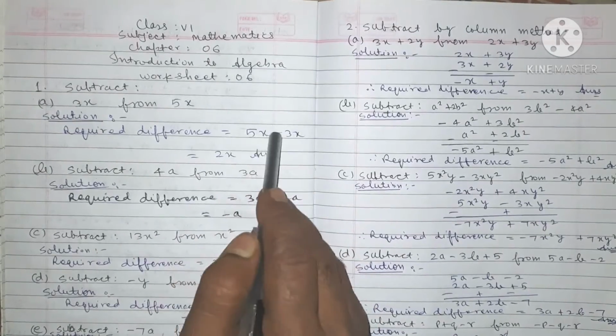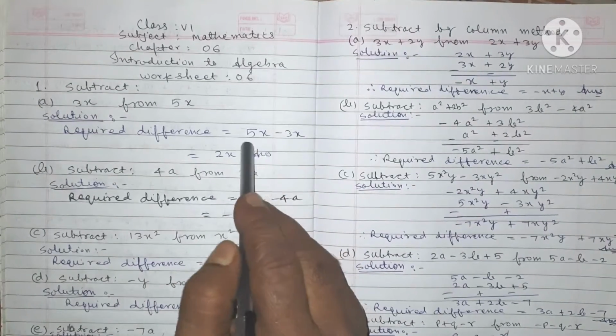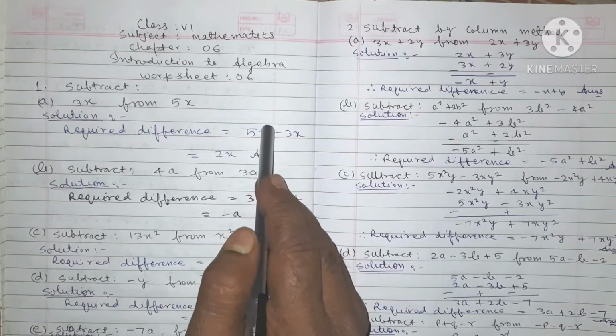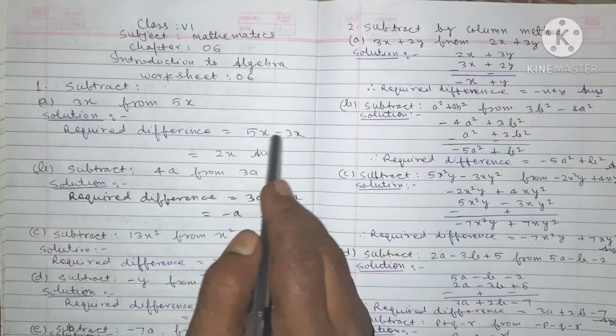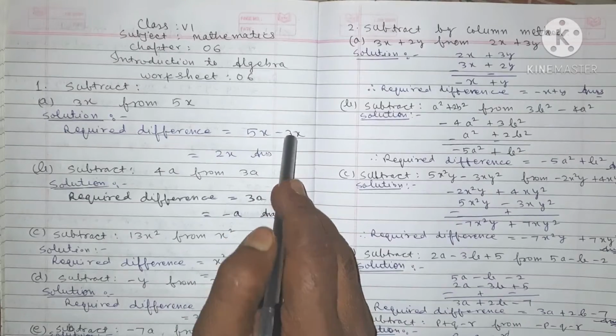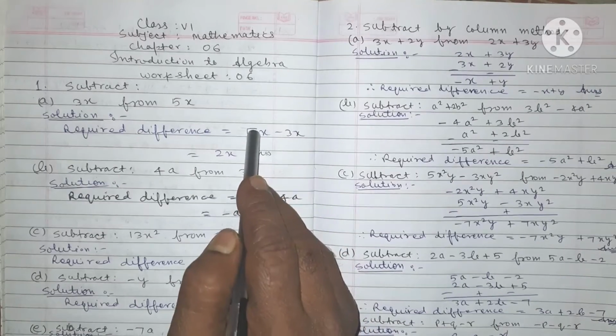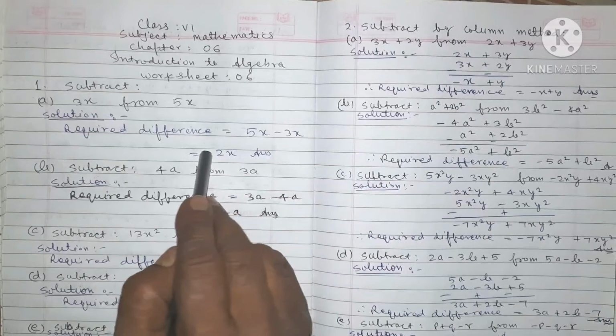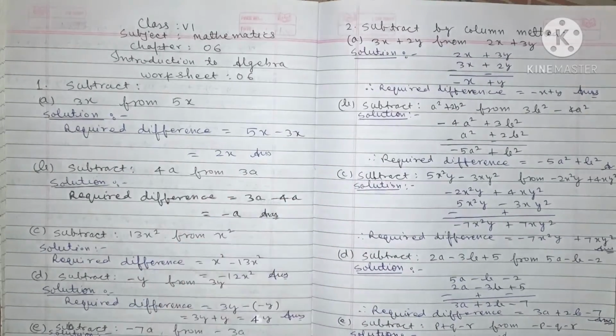Here plus minus minus we do minus: 5x minus 3x is 2x. Since the absolute value of 5 is more than the absolute value of minus 3, we write the sign of 5x, and it is plus sign, so here is plus. So this is the answer of question number 1a.